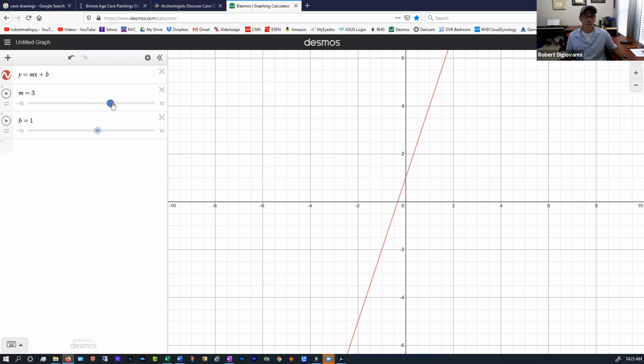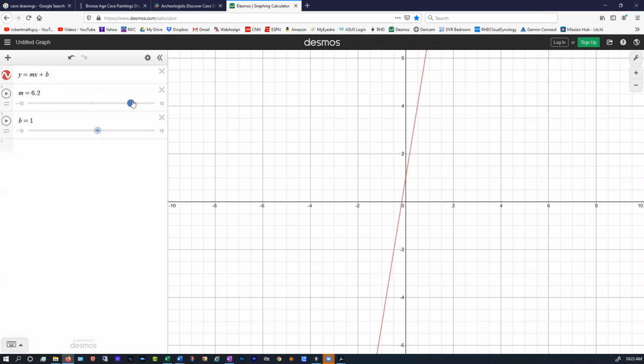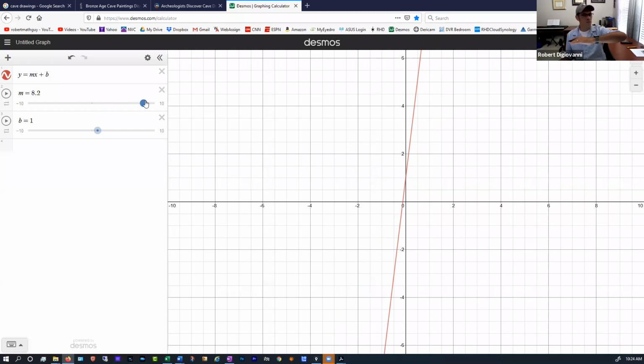So what's happening to the line as I make this slope bigger? Bigger. It's getting closer to the, like it's getting straighter to the y-axis. Yeah, so let's think of it like a hill, right? It's getting steeper, isn't it? It's getting steeper and steeper and steeper.